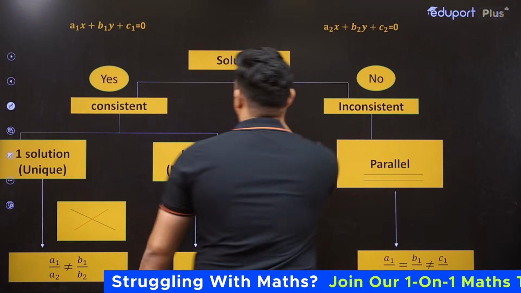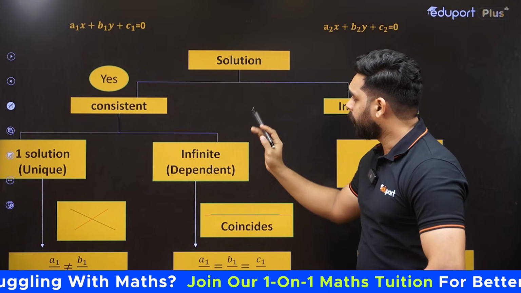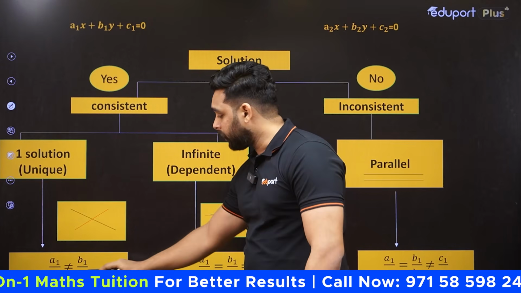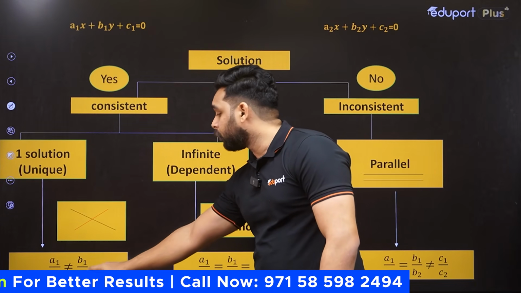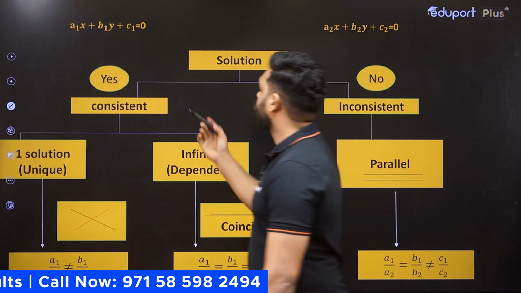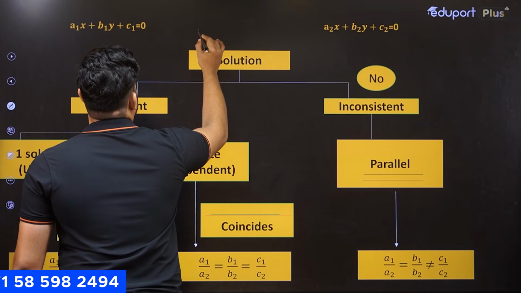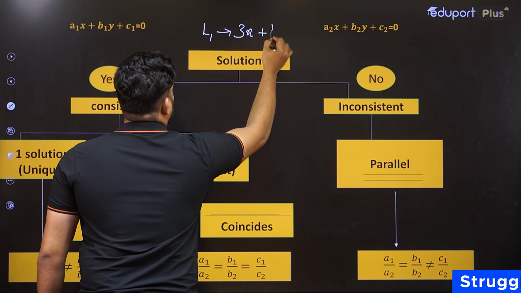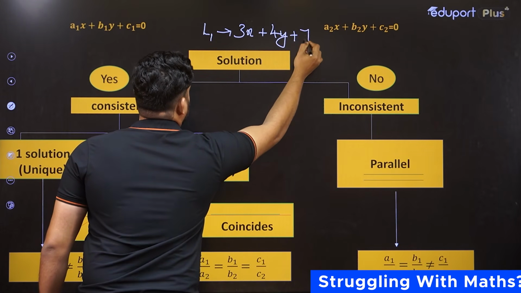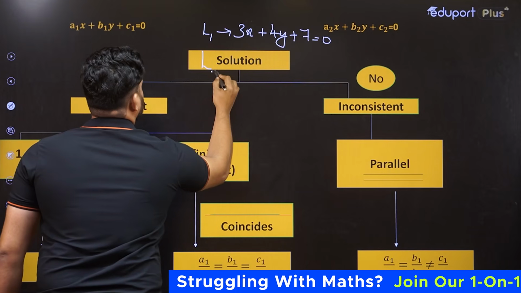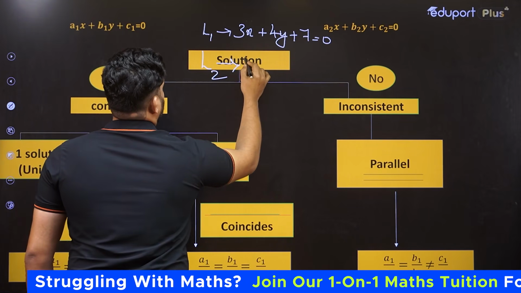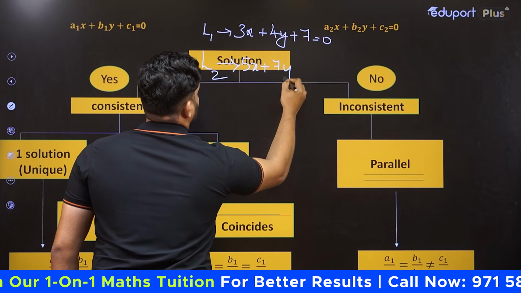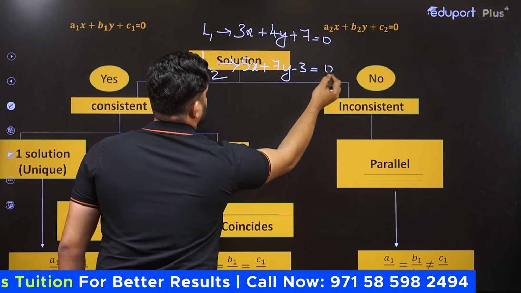Now, in case of a consistent solution, there will be either a unique solution. To become a unique solution, you have to get A1 by A2 not equal to B1 by B2. For example, let's take L1 as 3x plus 4y plus 7 is equal to 0 and L2 as 5x plus 7y minus 3 is equal to 0.